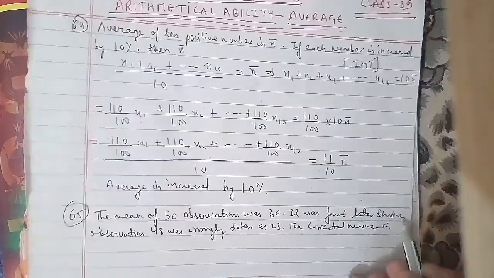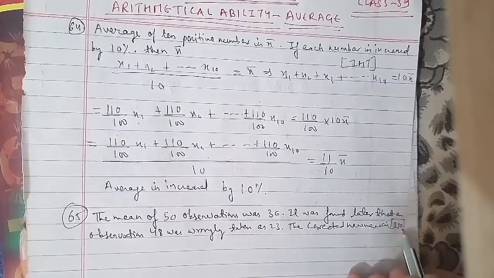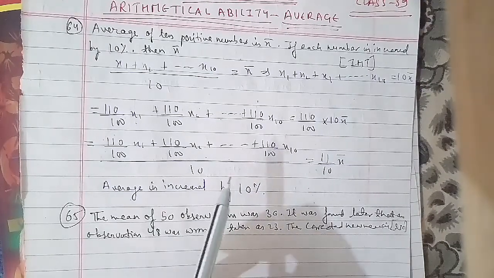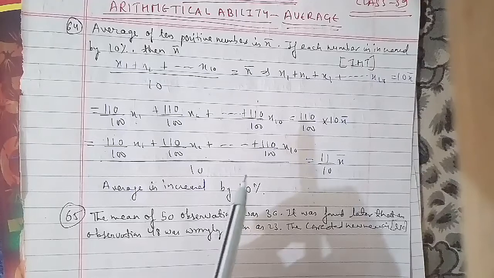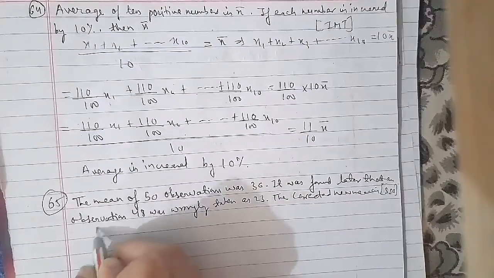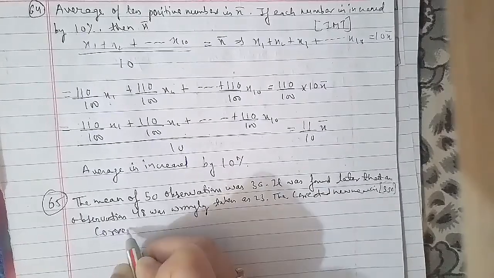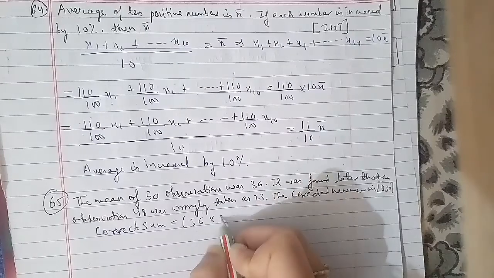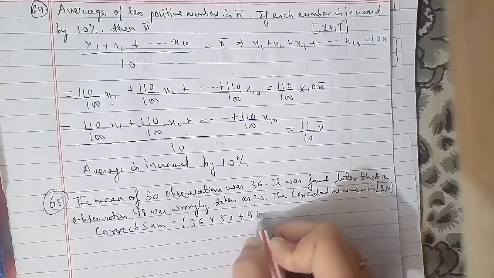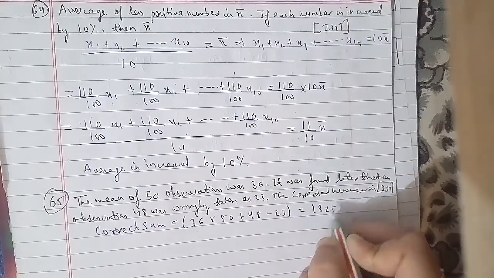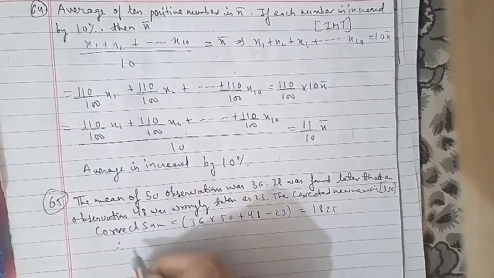That is to be as follows: correct sum equals 36 into 50 plus 48 minus 23, which equals 1825. So correct mean equals 1825 upon 50, equals 36.5. That will be the answer for this question.